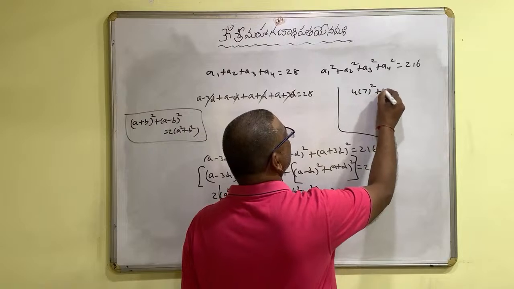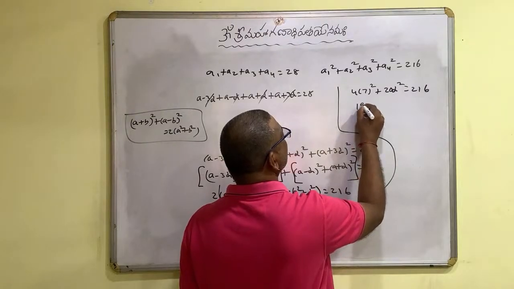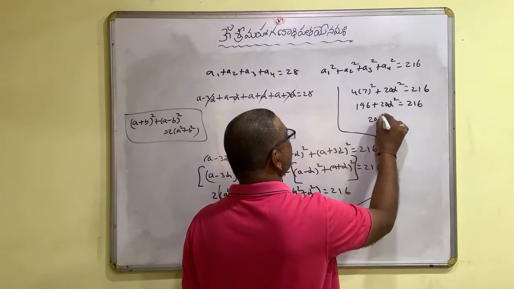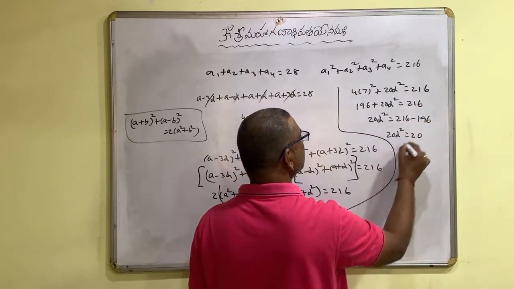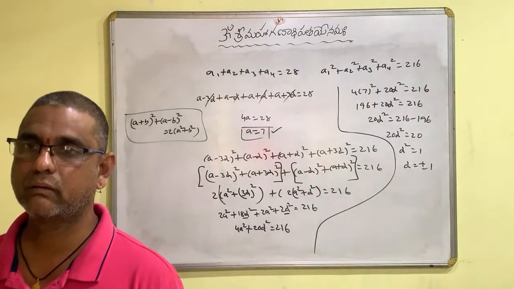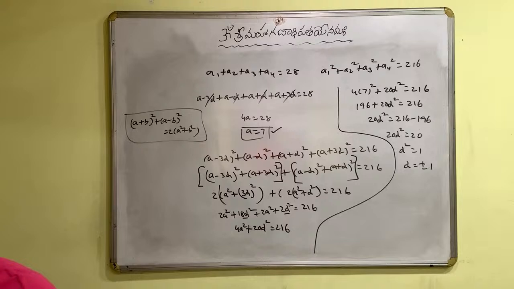4 into 7 square plus 20d square is 216. This is 196. So 20d square, d square is 1, d value is plus or minus 1. Okay. Now we have A, we have D.